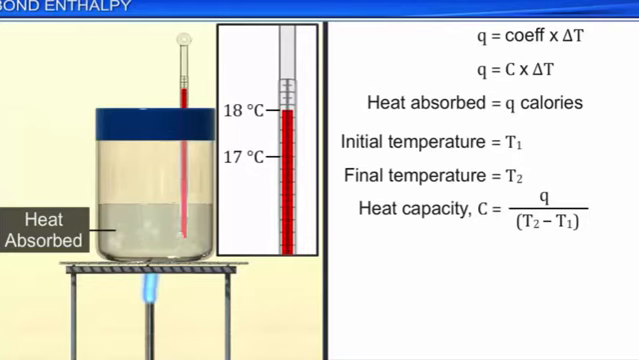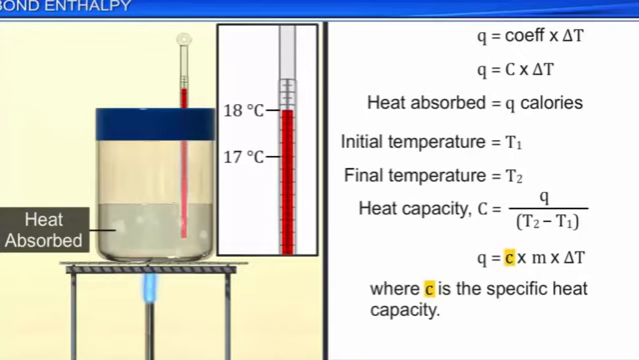The specific heat capacity is the quantity of heat required to raise the temperature of unit mass of a substance by 1 degree Celsius or by 1 Kelvin. Thus, the expression for Q in terms of specific heat capacity becomes Q equals specific heat capacity C multiplied by the mass m multiplied by change in temperature delta T.